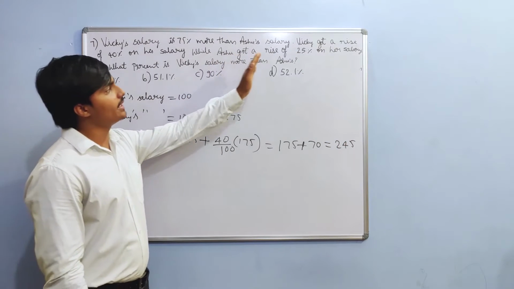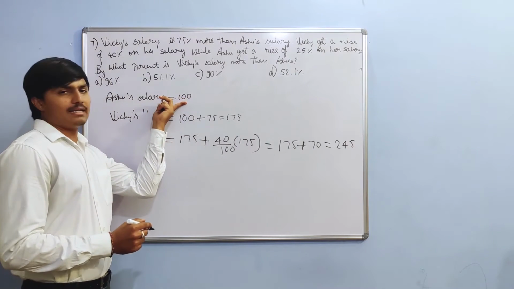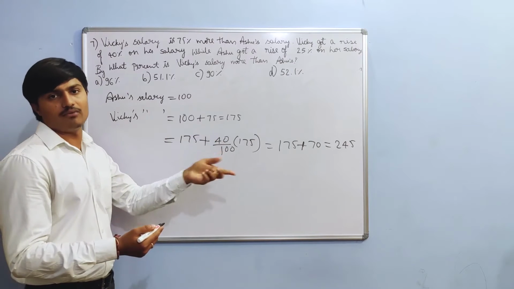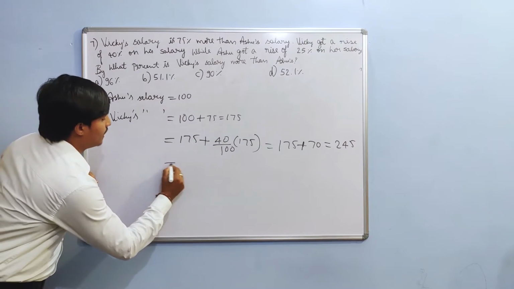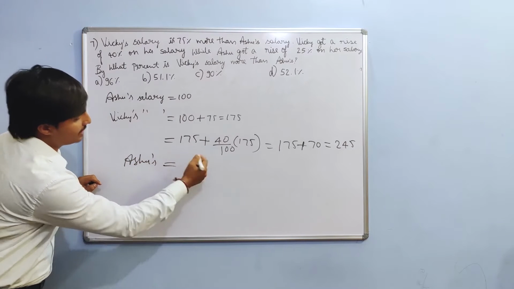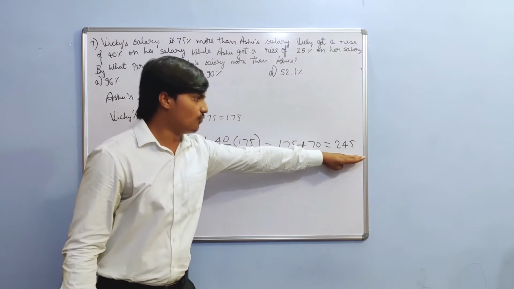And Ashu got a rise of 25% on her salary. It means her salary is 100, 25% hike means that is 25. So 100 plus 25, which is equal to 125. Now Ashu's salary is 125 and Vicky's salary is 245.